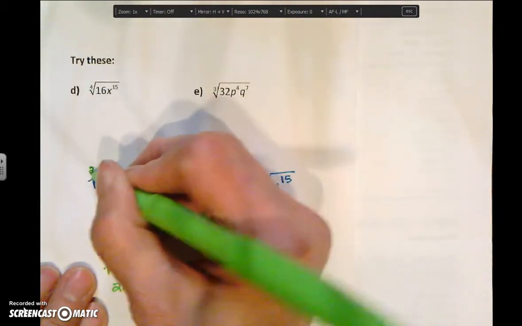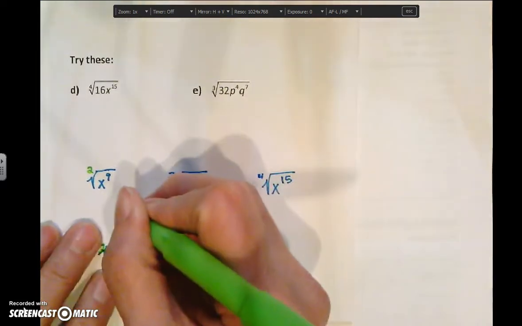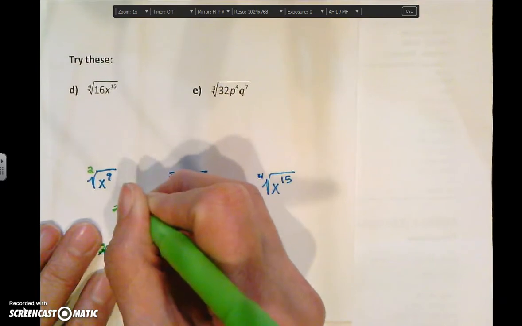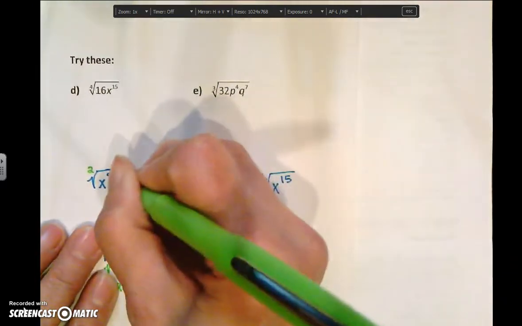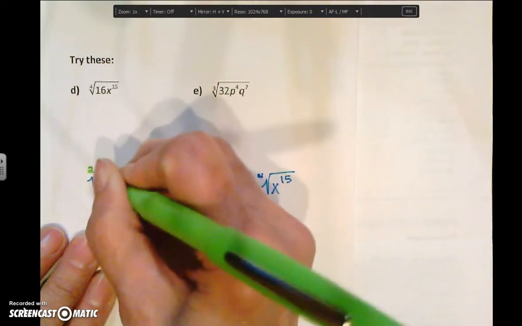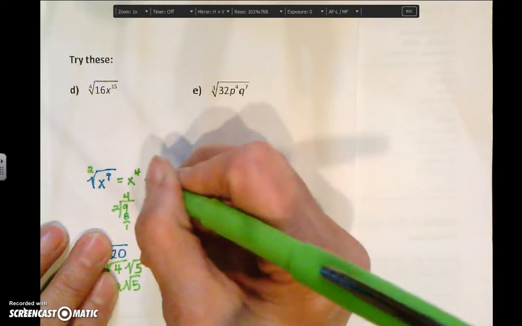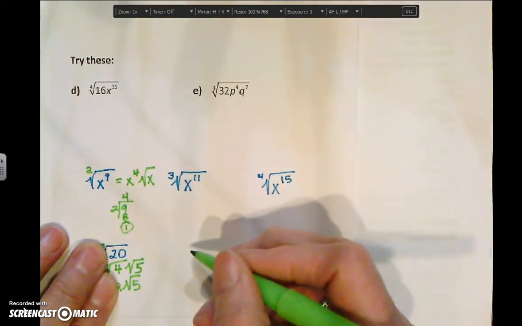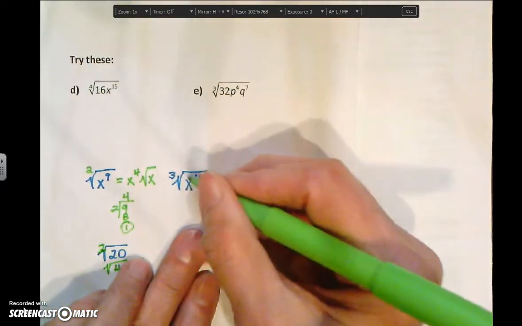Remember that if we're doing the square root of x to the 9th, then in my head what I'm thinking is that I've got 9 divided by 2, and it's going to go 4 times with a remainder of 1. So I've got 4 perfect powers in there, so I can take the 4 perfect powers out, and I'm left with 1 x right there inside of the radical. The same thing's going to be true with cube roots.